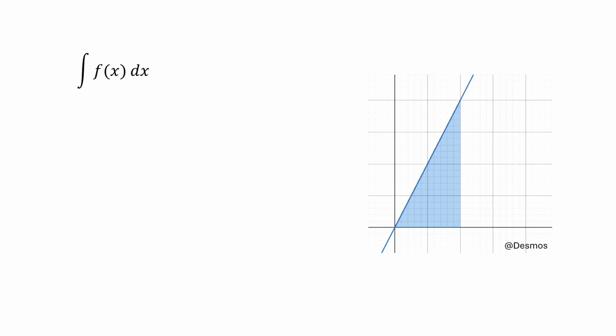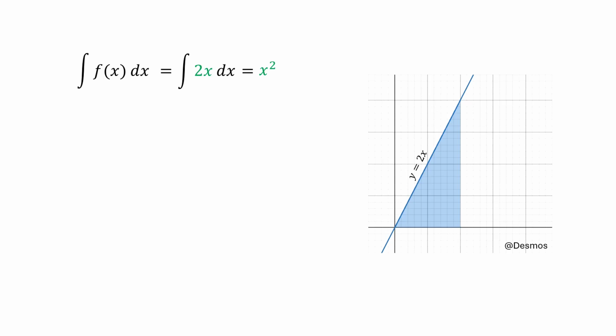Notice that the slanted line is the function y equals 2x. So, to calculate the area under this line, which forms a triangle, we can use the integral of this function. See a pattern here? What's the derivative of x squared? Yes, it's 2x. That means integration is the reverse of differentiation.